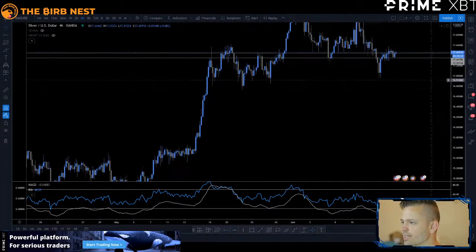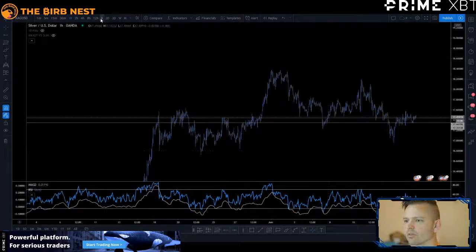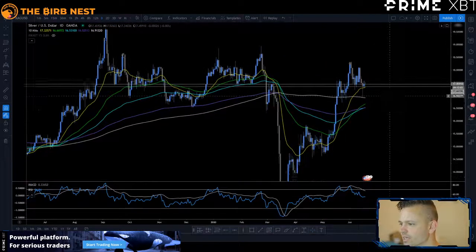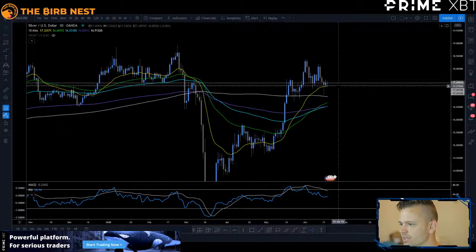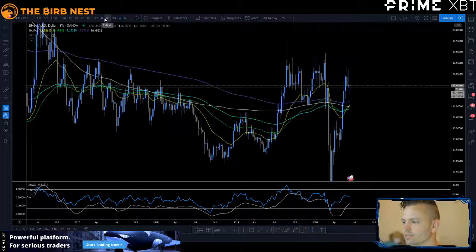So I'm liking this level, I really do. And why did I have a level up here? Let's see where we have the moving averages on the daily. The 21 EMA on the daily, beautiful, right here, right there, right there. And we did bounce up to the 200 simple on the daily right here. Where's the weekly at?